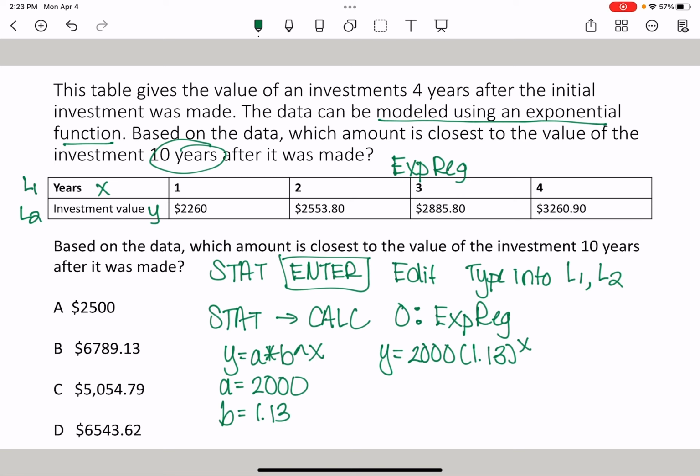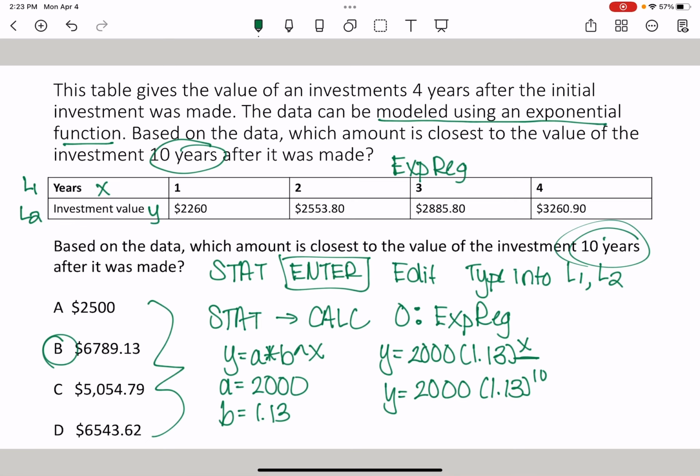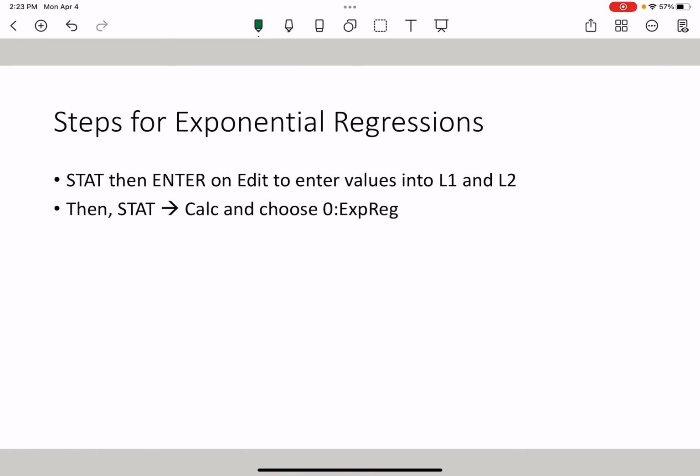Well, here it doesn't just ask us for the equation, it asks us for a specific value. We want a value after 10 years. So 10 is our value of x, so we're going to plug that in, and we get 2,000 times 1.13 to the 10th. And when we do that, that should give you a value that's approximately $6,789.13. So yeah, just a reminder, steps for exponential regressions. Stat, enter your values into L1 and L2. Choose 0 for exponential regressions.